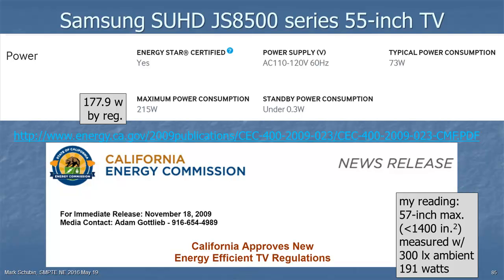Now, one of the cool things is the California law only goes up to 1,400 square inches, which is a 57-inch TV. So one way of getting around the California law is make sure all of your TVs are 58 inches or larger.